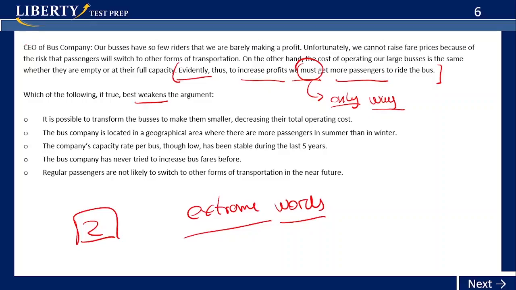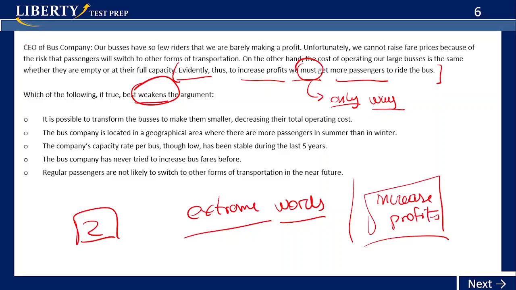Okay. Now, how can we weaken that? Very easily. We can say that that's not the only way, that there is another way, another option for us to increase the profits. So that one which tells us that there is another way to increase profits will be the answer here. Okay, let's check the first one.